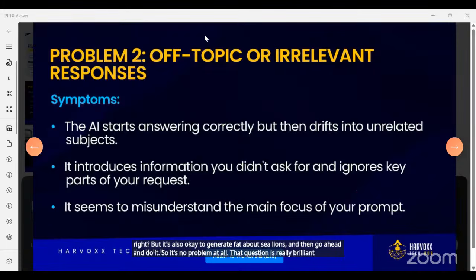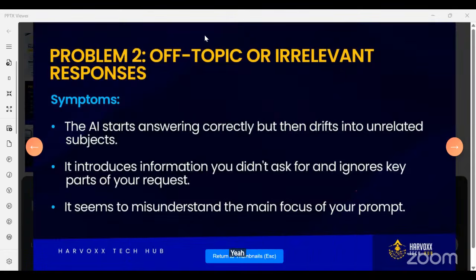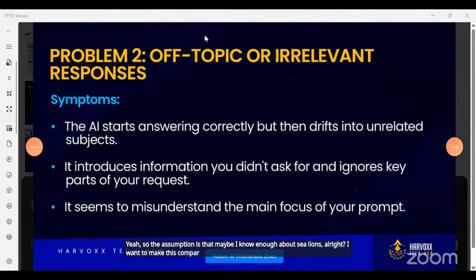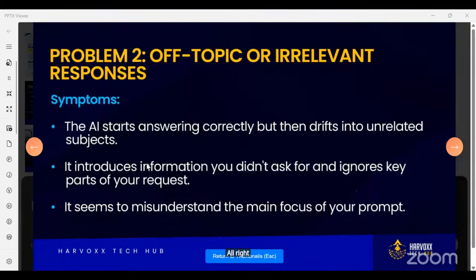Kevin is asking with respect to the example we did about the crocodile, the prompt we wrote about the crocodile. The assumption is that I know enough about sea lions already. I wanted to make this comparison with crocodiles, so I needed to get some facts first about crocodiles before I did that. Thank you. So you should be able to make your content very solid so that you can get good results.